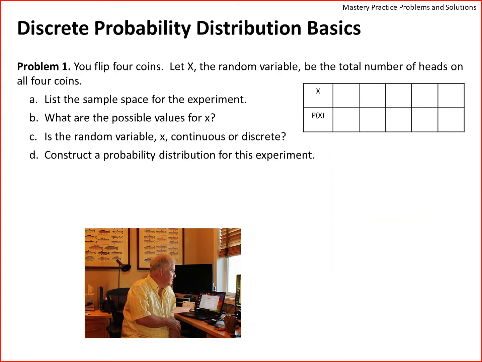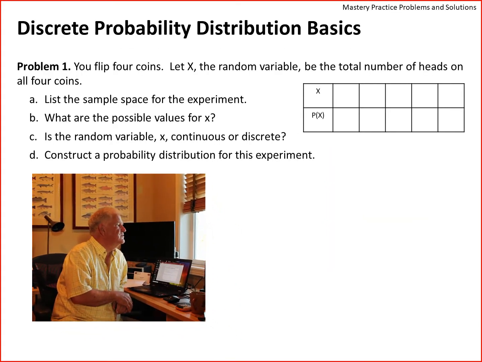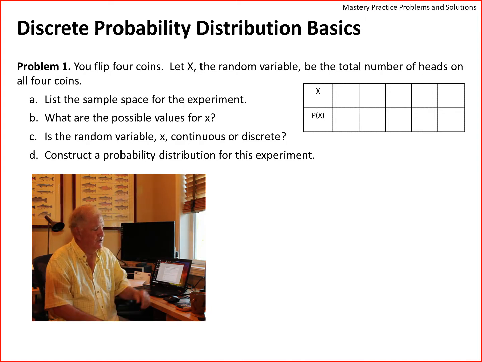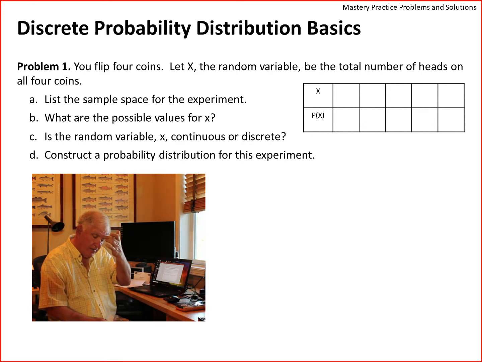So here's problem 1 up on your screen. It says you flip 4 coins, let x be the random variable, and let it be the total number of heads on all 4 coins. First it says list the sample space for the experiment, and you have to go back a chapter and remember that these tree diagrams are probably your best bet for creating the sample space.